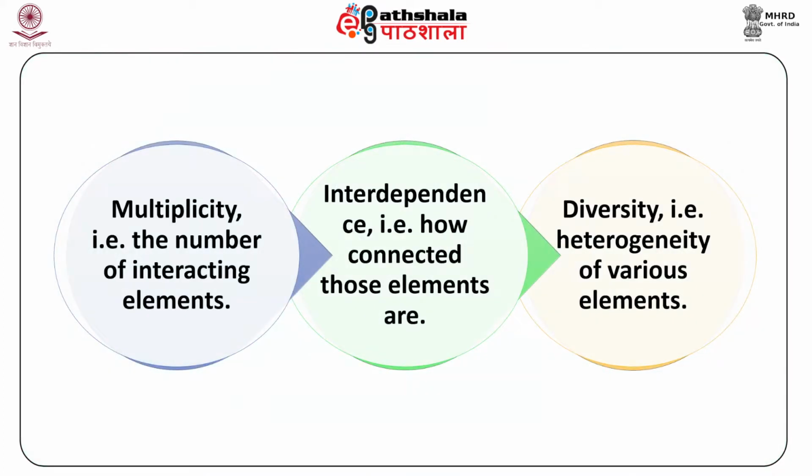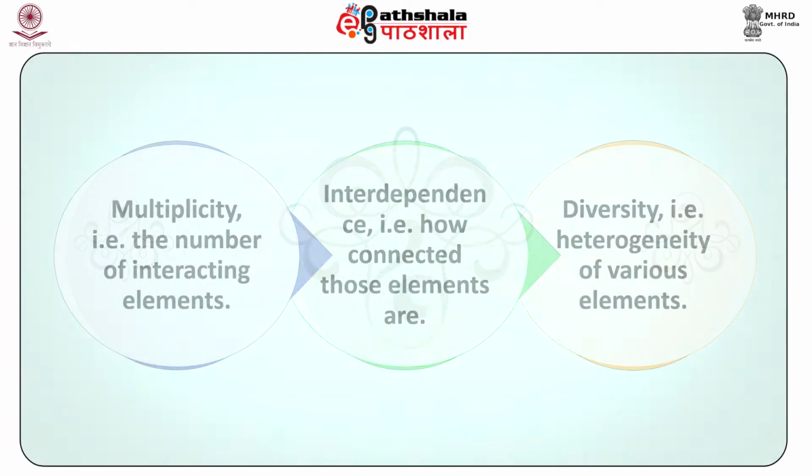According to Sargut and McGrath 2011, three properties determine the complexity of an environment. First, multiplicity, that is the number of interacting elements. Second, interdependence, that is how connected those elements are. Third, diversity, that is the heterogeneity of various elements. The greater the multiplicity, interdependence and diversity, the greater the complexity.